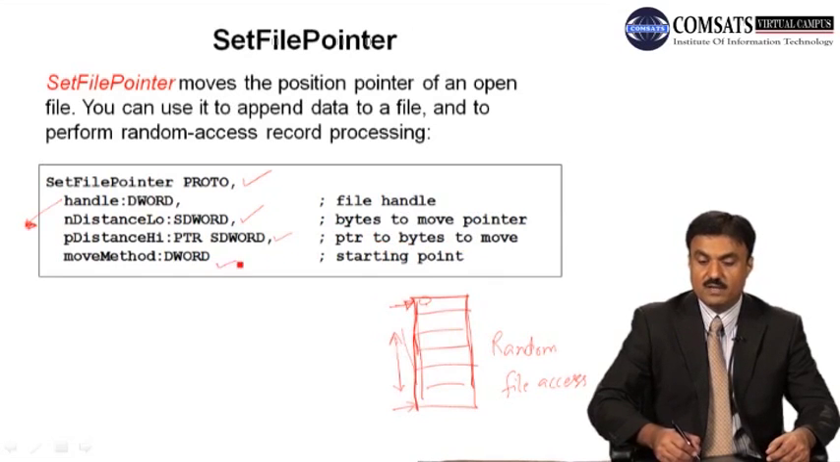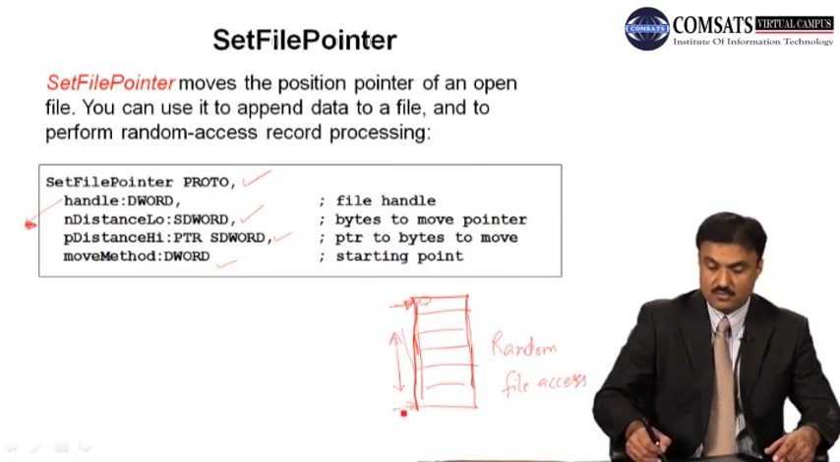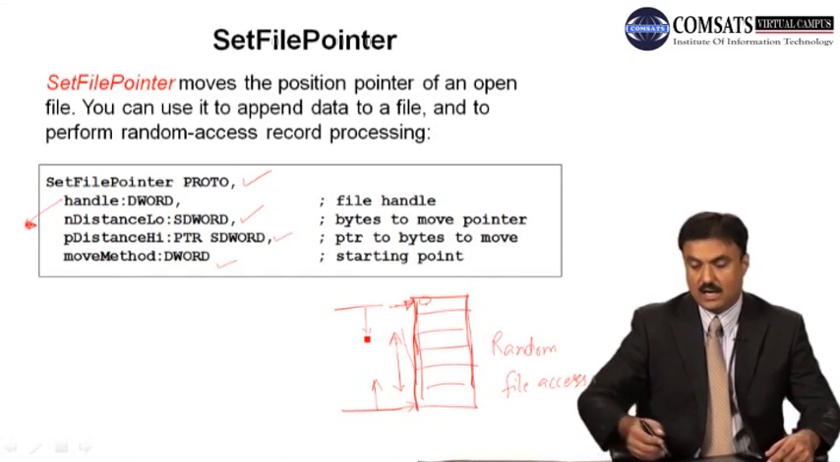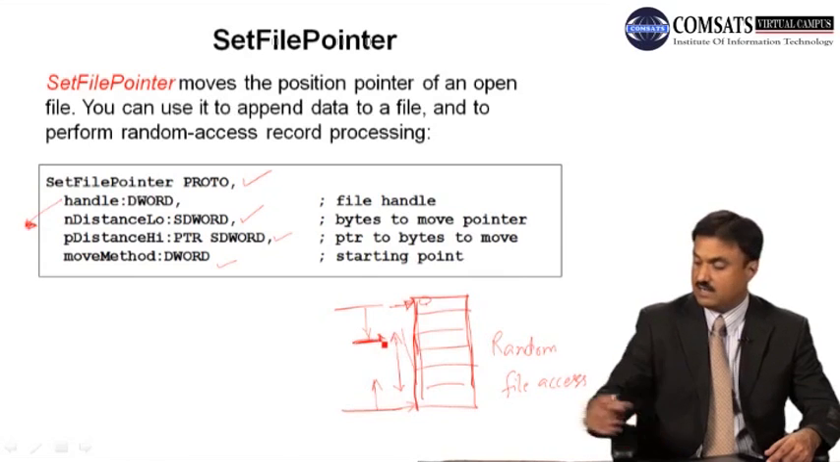And then the move method is the starting point, either the starting point or the ending point from where you want to move. So for example, if we move from here some number of bytes, or if you want to move from here some number of bytes inside the file and so on, it will set the pointer there, and from this pointer you can start reading or appending to a file and so on.